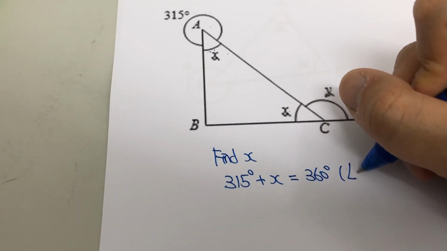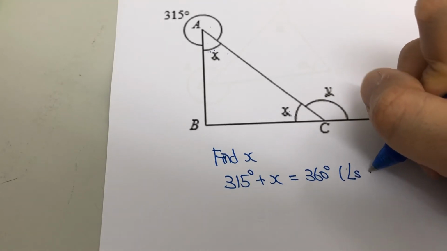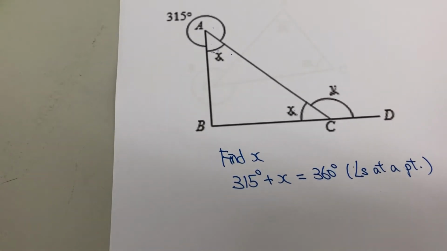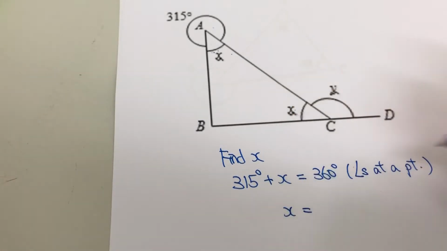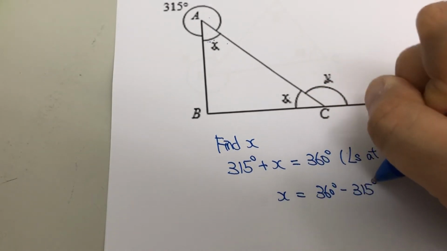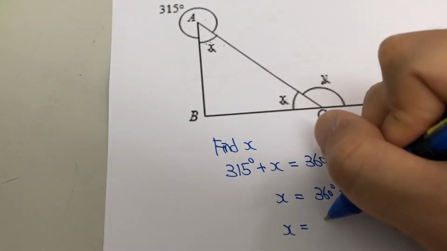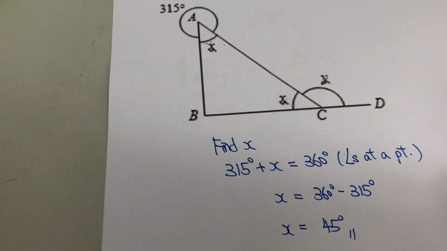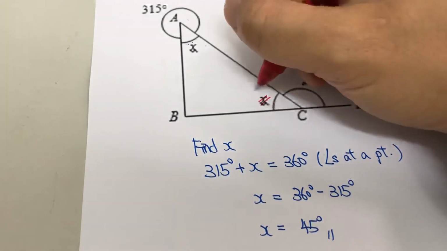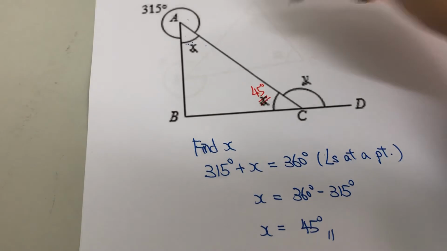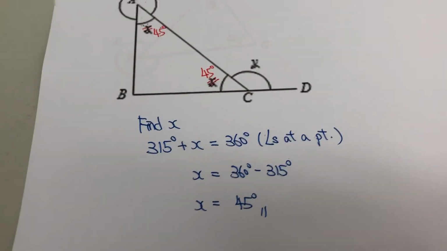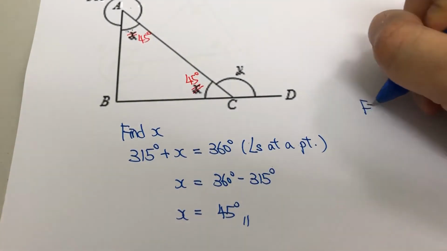Reason, what is the reason? Angles at a point. Angles at a point. So that means x equals 360 degree minus 315 degree. And therefore x equals 45 degree. Right? So as we know what is x, we don't need the x here. Let's replace it by 45.